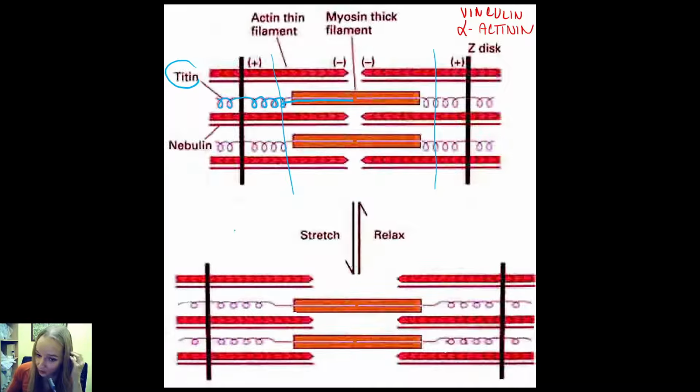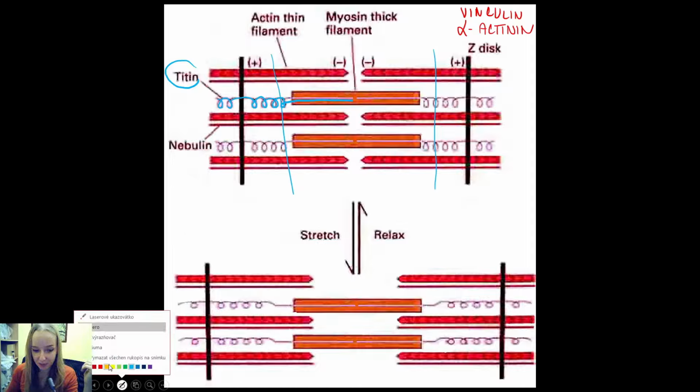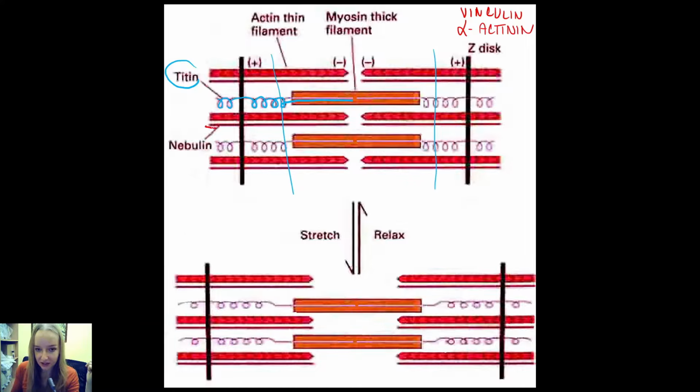And also we have nebulin. You probably heard about it for the first time, but we have nebulin, which is stabilizing these thin filaments over here. So it's for the thin filaments, supporting the thin filaments right here: nebulin.